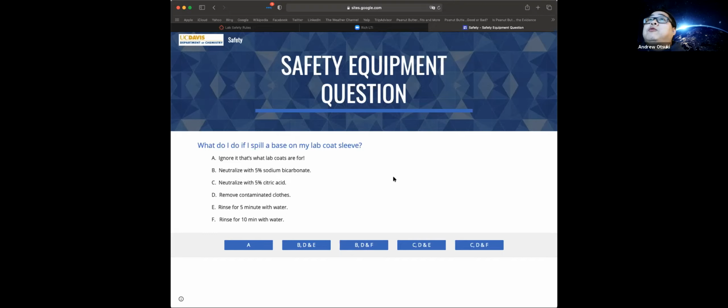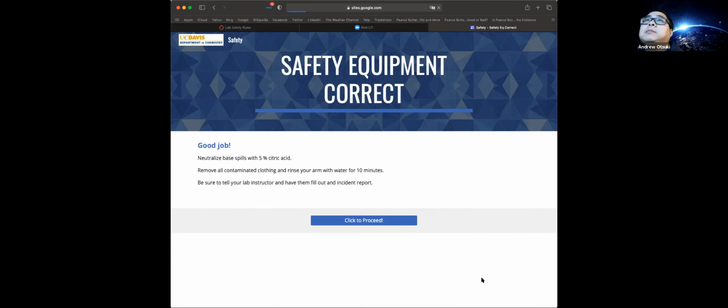So we would remove contaminated clothes and rinse for at least 10 to 15 minutes. So it should be C, D, and F. So let's check that answer. Okay, good.